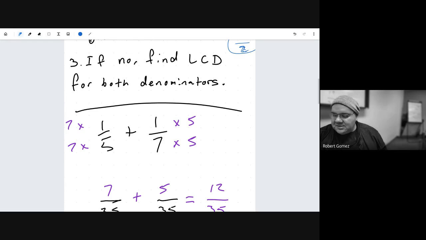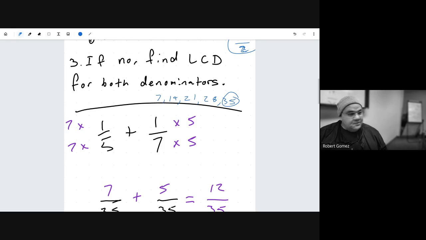So let's go with 7. 7 times 1 is 7. 7 times 2 is 14. 7 times 3 is 21. 7 times 4 is 28. 7 times 5 is 35. So 35 is a multiple. So you have to find a number that shares, because 35 is a multiple of 7, but 35 is also a multiple of 5.